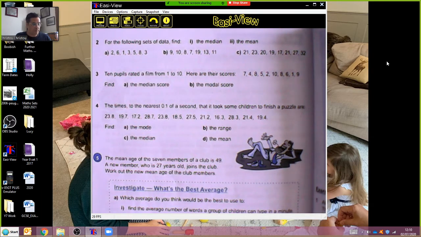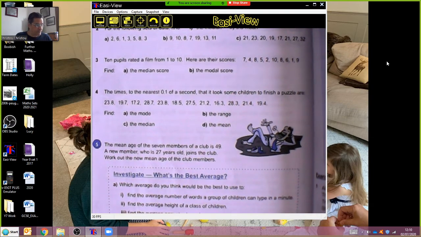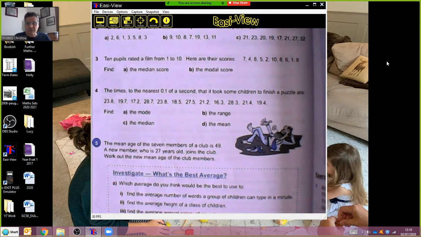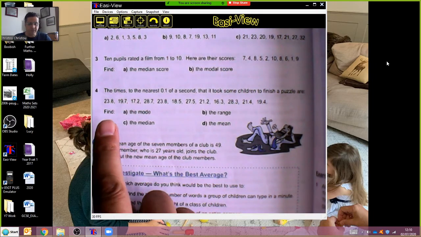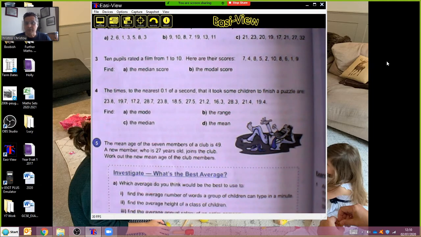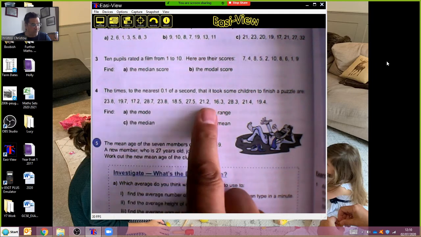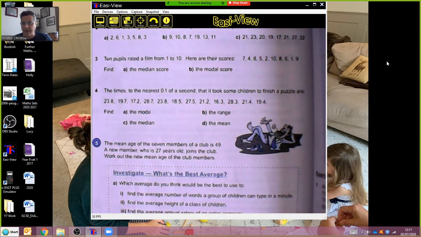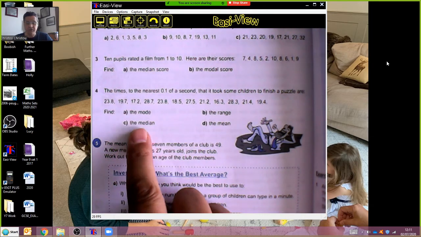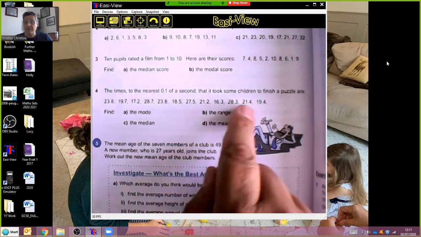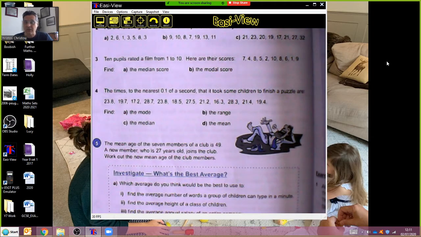Question 4. These are children doing a puzzle. I promise you, some of you will get this completely wrong because there's a lot of numbers with decimal places and you're probably going to miss one out. So it's easy to spot the mode, find the most common one and write it down. Don't bother writing this list of numbers. Why? Because when you come to do the median, you've got to write this in order anyway. So don't overwrite, it's just boring.